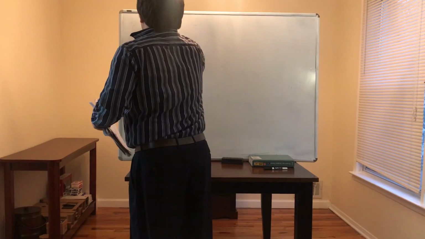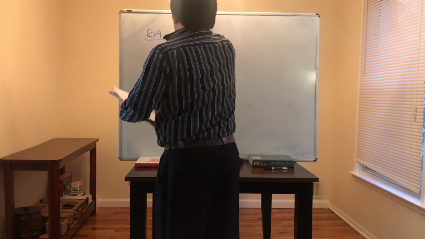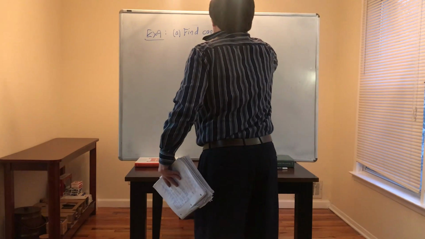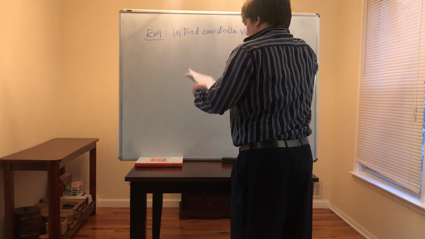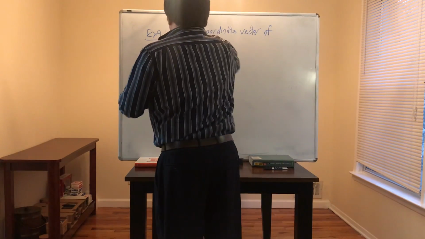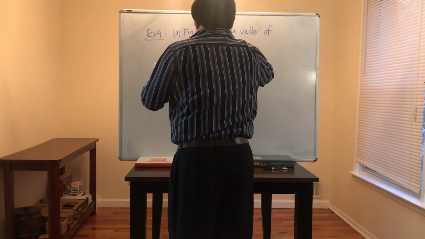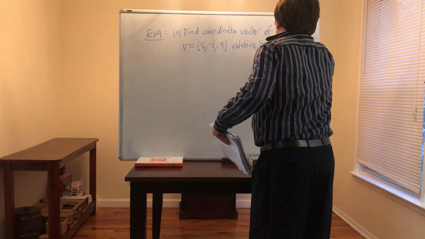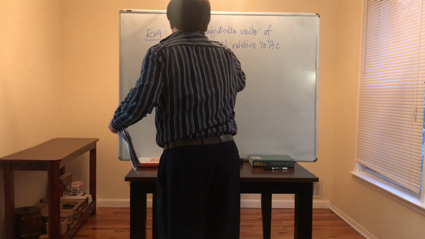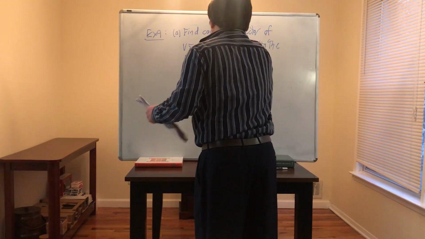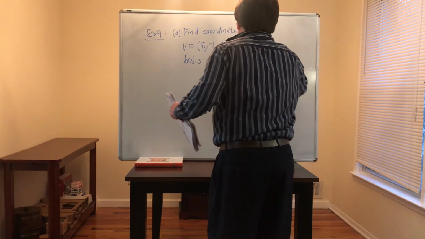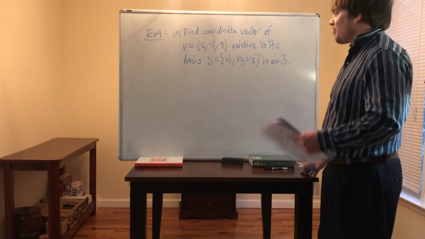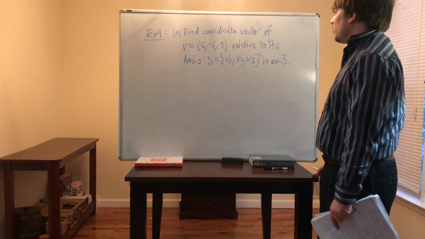Okay, so example 9 in this section, for part A, you want to find the coordinate vector of V, which is equal to (5, -1, 9), relative to the basis capital S, which is V1, V2, V3, in example 3. So find the coordinate vector of that V relative to that basis.